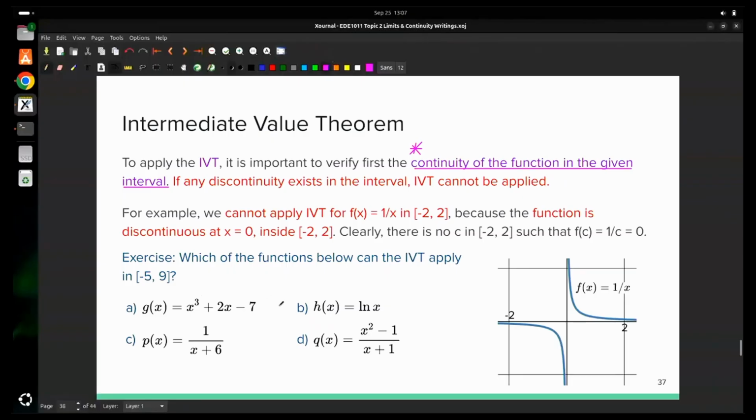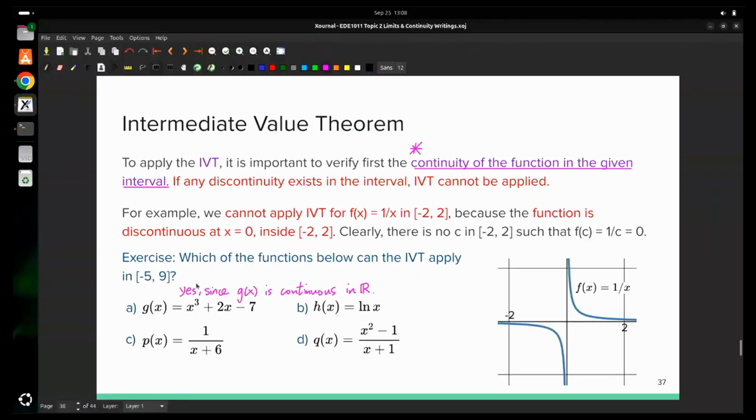So for G, the answer is yes. So yes, since G is continuous everywhere. Continuous everywhere in R, okay? So that's for part A.